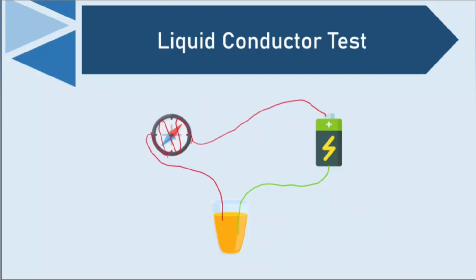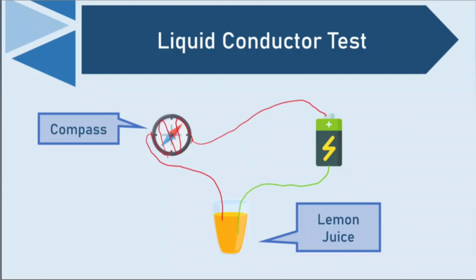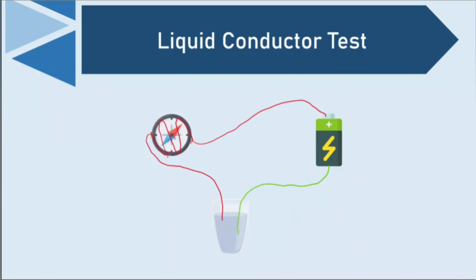Instead, we replace the bulb with a compass. Here again, I have kept the liquid solution as lemon juice and we have replaced the bulb with the compass. According to the magnetic effect, if electricity passes through the wire wrapping the compass, we can observe that the compass needle displaces, which is exactly what happens here. And therefore, lemon juice is a conductor of electricity.